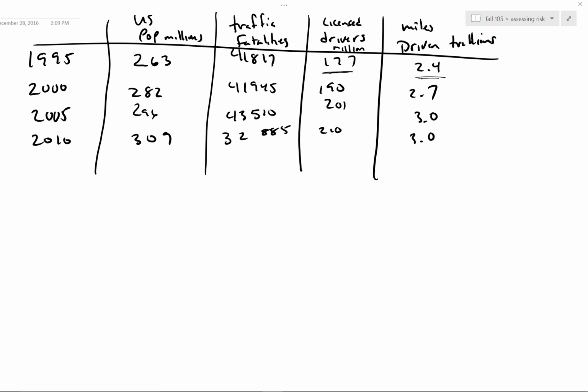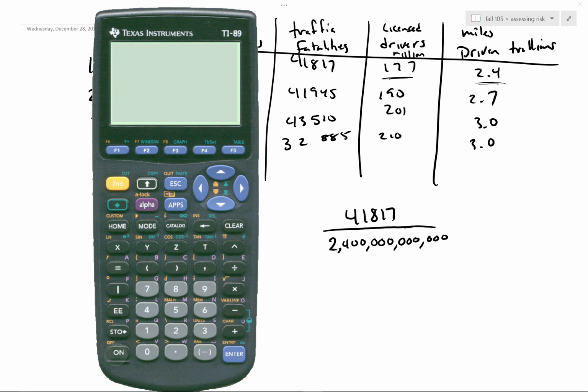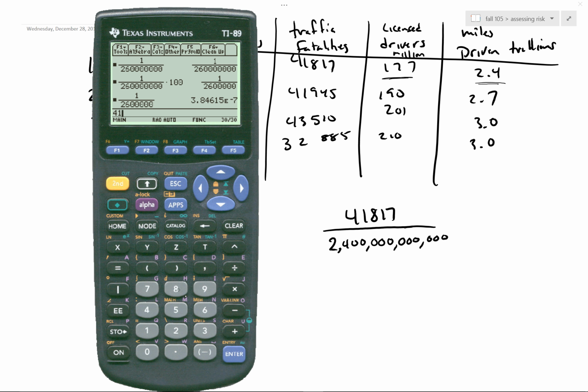So in 2010, we want the fatality rate per 100 million vehicle miles traveled. Let's just find the fatality rate first. So there were 41,817 deaths in 2.4 trillion miles. So that's trillions, billions, millions, thousands, on down, yes? That's 2.4 trillion. Now, if you stop and think about that for a minute, I can divide this out. 41,817 divided by 2,400 billion.